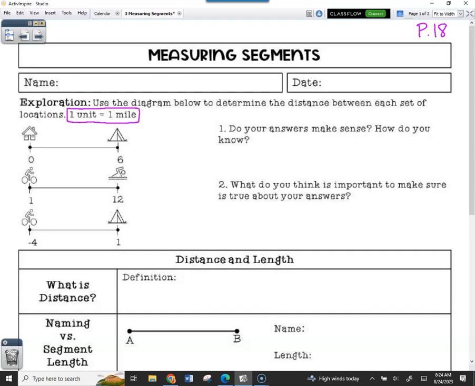Do y'all understand that? It's saying that if it's for every unit, it's 1 mile. This is from 0 to 6. So how many units is that? Counting wise, that's 6 units. So in terms of miles, that would be 6 miles.